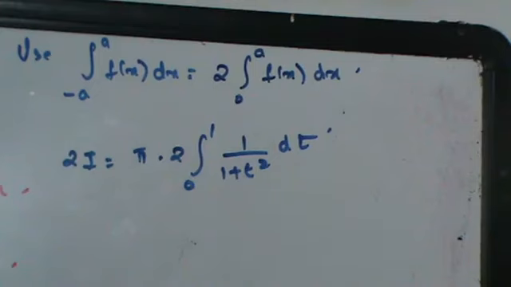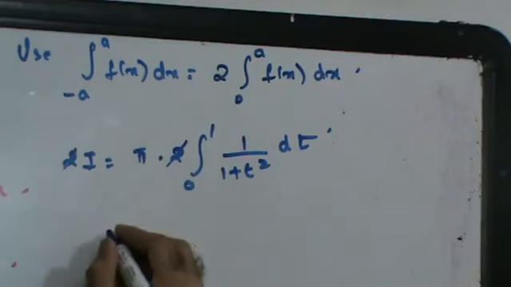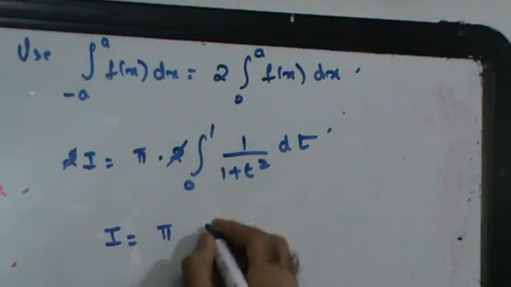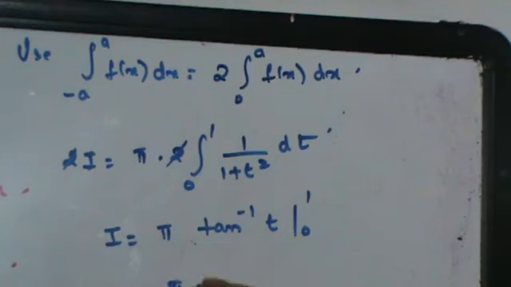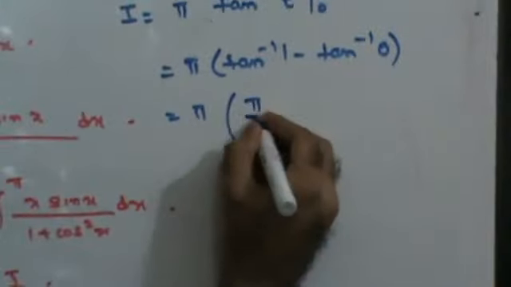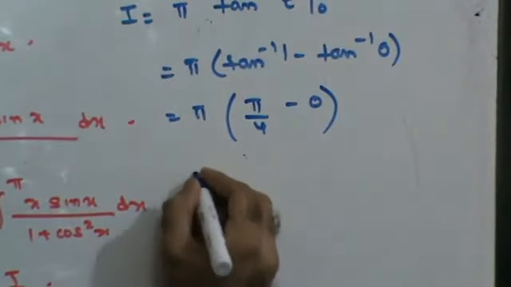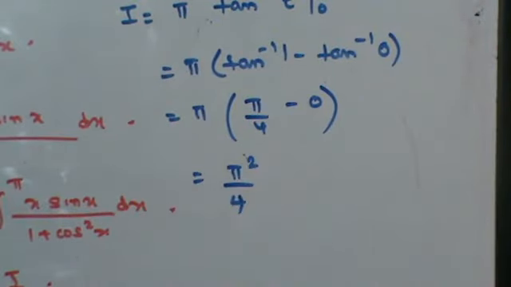The integral of 1 upon 1 plus t square is nothing but tan inverse of t. 2 and 2 get cancelled. I'll get I is equal to pi tan inverse of t when the limits are between 0 to 1. This is nothing but pi times tan inverse of 1 minus tan inverse of 0. Tan inverse of 1, we know that tan 45 is 1, so tan inverse of 1 will be 45 degrees, that is pi by 4. Tan inverse of 0 is 0. This is pi square upon 4. So the answer is pi square upon 4.